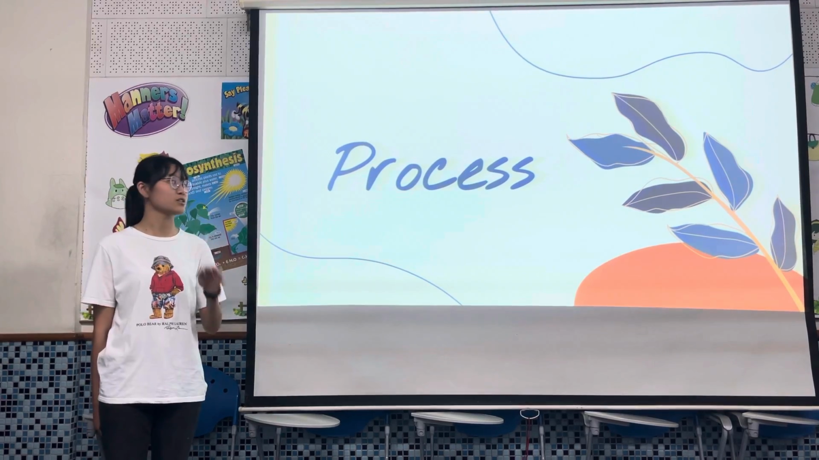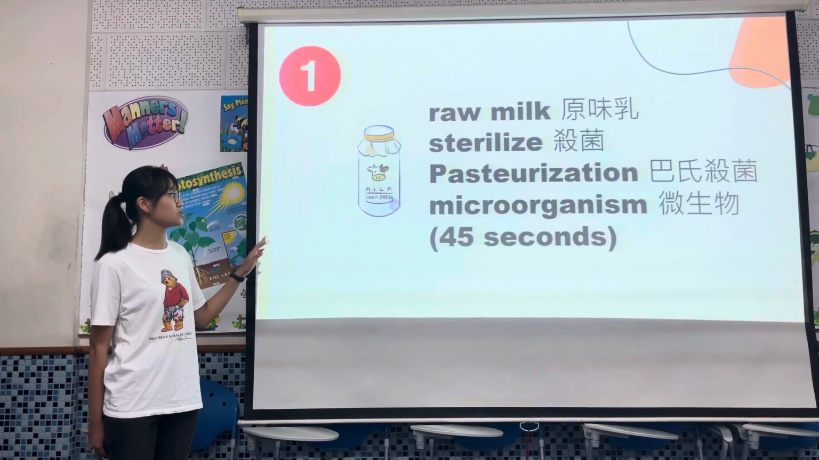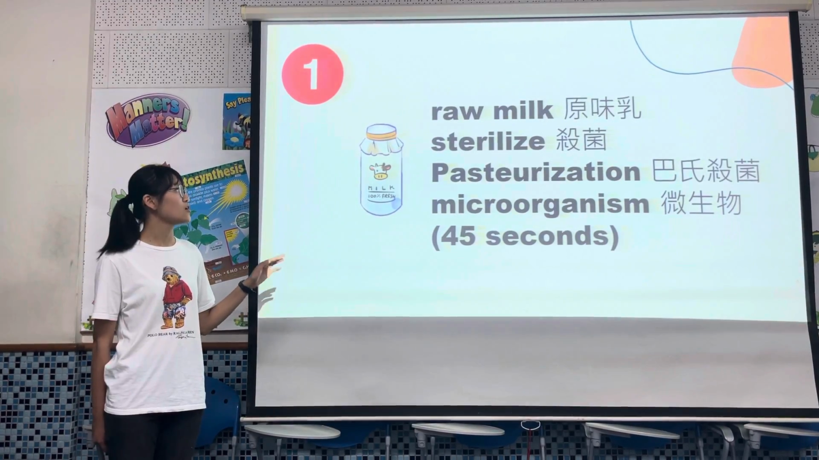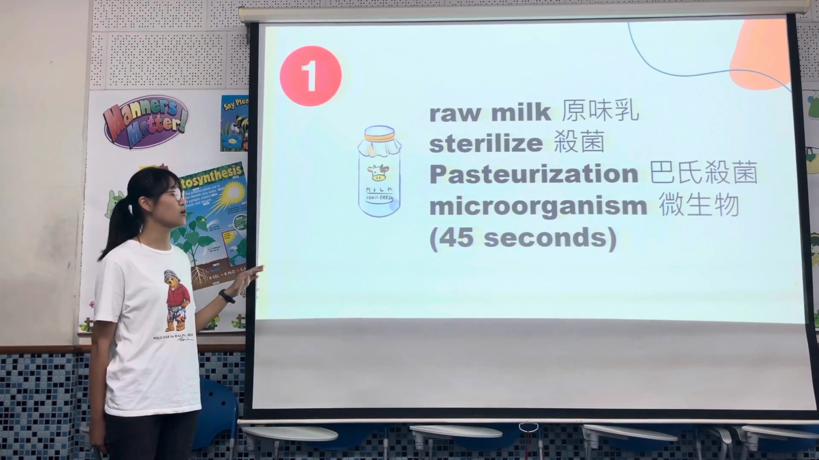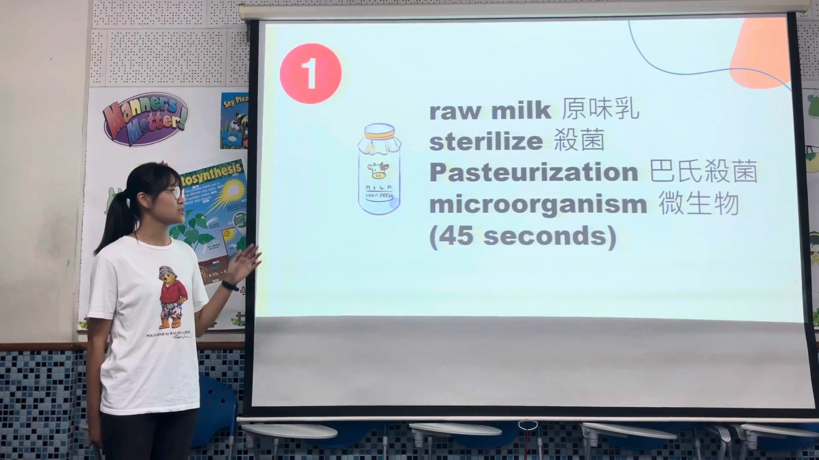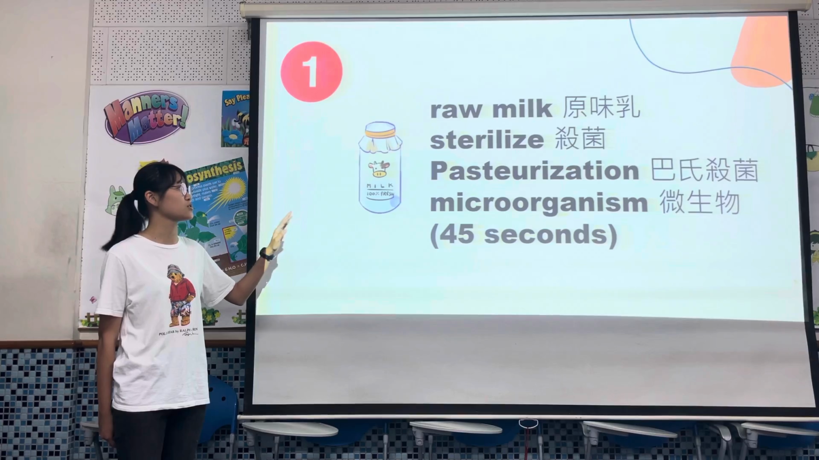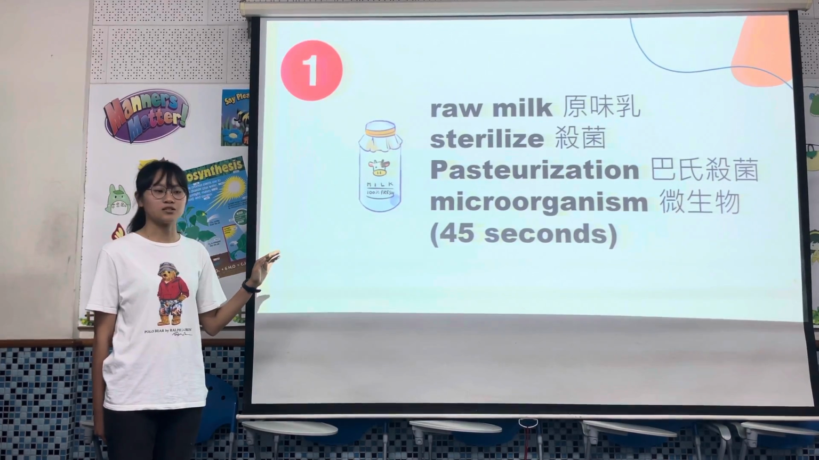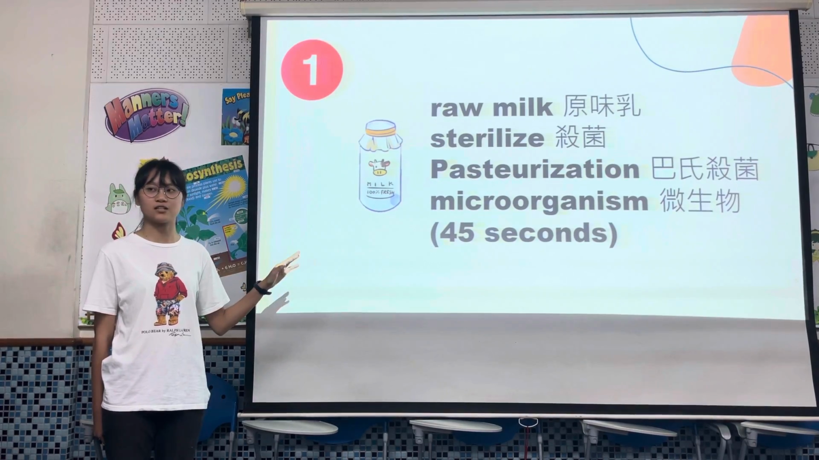To make cheese, there are 7 steps to go through. First is to obtain the raw milk. Raw milk doesn't mean the milk you see in the convenience store or supermarket. It means milk that hasn't been sterilized. So it needs pasteurization to reduce the amount of microorganisms in the milk, for nearly 45 seconds.